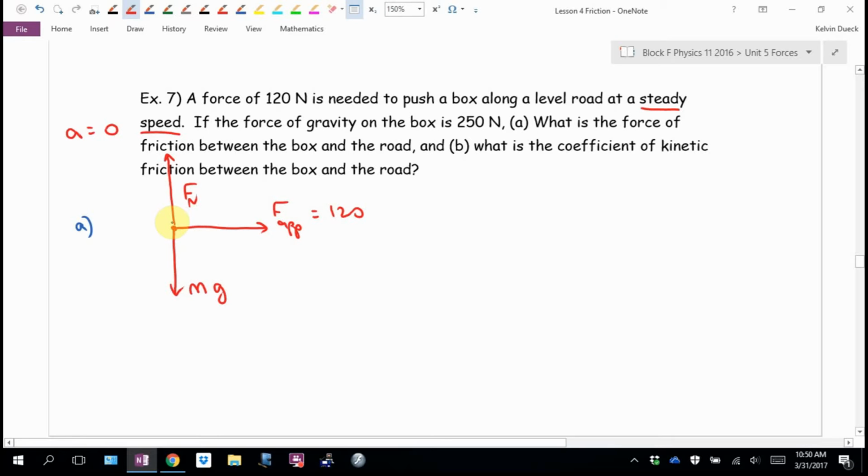Friction. Gotta be. Oh, and you know what? How big must friction be exactly? I would mark this wrong. I would.